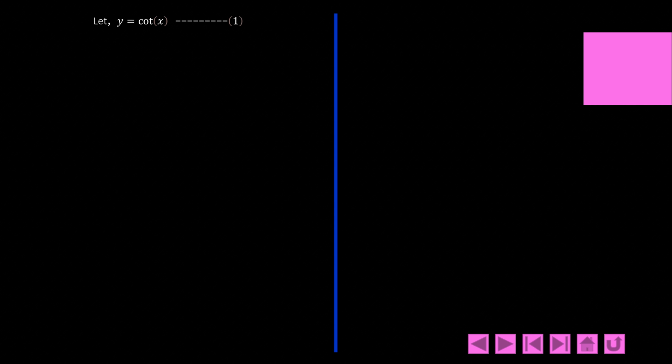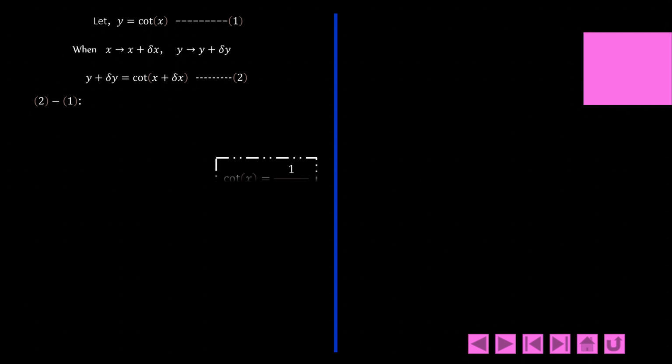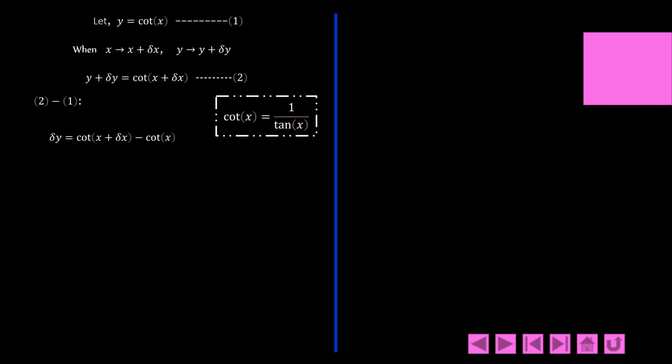Now, let's introduce small changes to our variables. If x changes by a small increment, delta x, y will change by a corresponding small shift, delta y. This leaves us with equation 2. y plus delta y equals cotangent of x plus delta x. Next, we find the change in y by subtracting equation 1 from equation 2, which gives us delta y equals cotangent of x plus delta x minus cotangent of x.